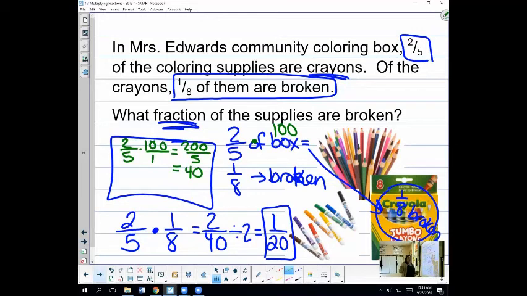40 items are crayons. Of my 40, 1/8 of them are broken. 1/8 of the 40 crayons, because these are my crayons, are broken. Well, what's 40 cut in 8 pieces? 5 of them are broken. So out of all the supplies, out of 100, only 5 of them are crayons that are broken. So a very, very, very small amount. And hopefully that makes sense.